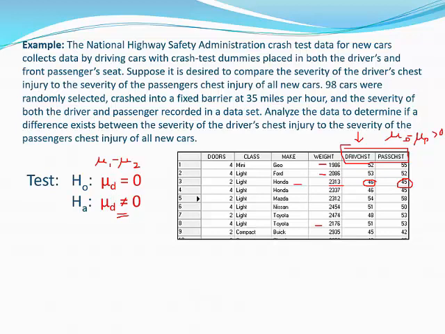But what happens if I flip this around? What happens if I do the passenger first minus the driver? If I want to show that the driver injury ratings exceed the passengers, that would be a less than test, right? The order matters here. If I want to show one is bigger than the other, I got to know which one is the first one and which one is the second one.